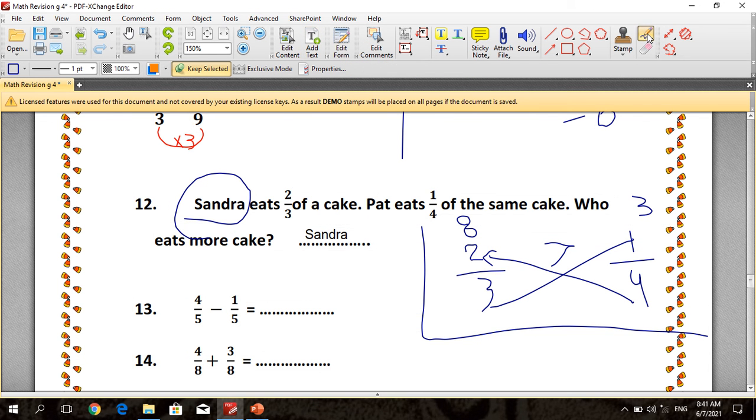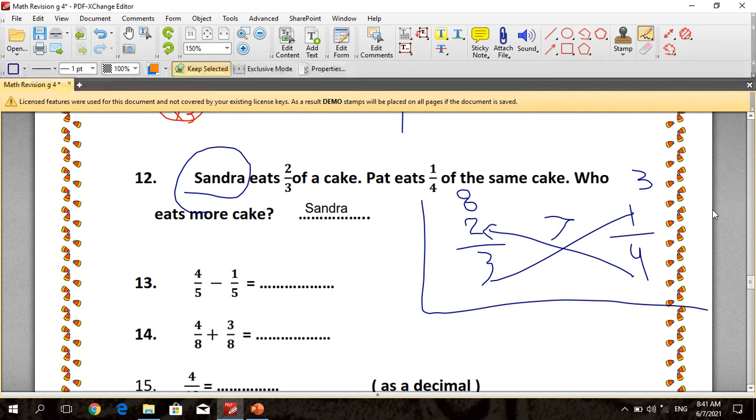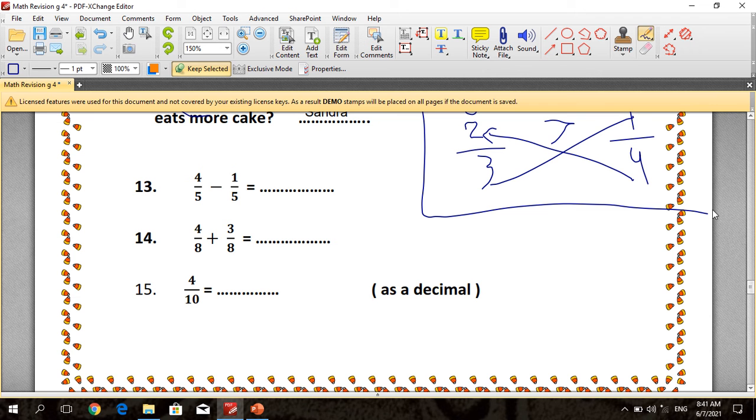Now let's see question number 13. Here he wants you to find the difference between these two fractions. Well, to find the difference between fractions, you need first of all to make the denominators equal. Okay? This part is so important. We will write the same number in the denominator. So in the denominator here we have 5, so we will write 5 again.